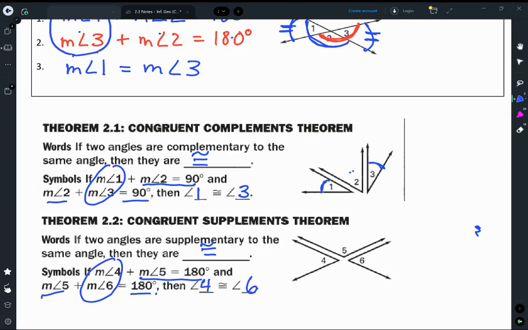So this is something we're going to work to develop over our work with angles over the next few days, and you'll get better at understanding this theorem. As always, if you need help, make sure you're asking for it in class.